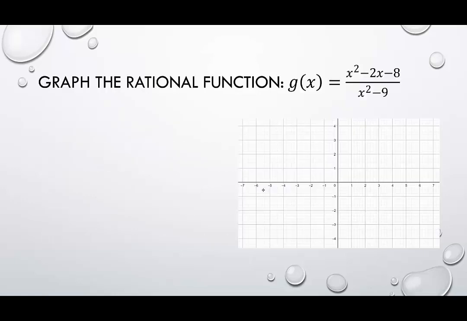Let's look at some examples. First, we have the function g. g is defined by x squared minus 2x minus 8 over x squared minus 9. So first, let's figure out our domain.